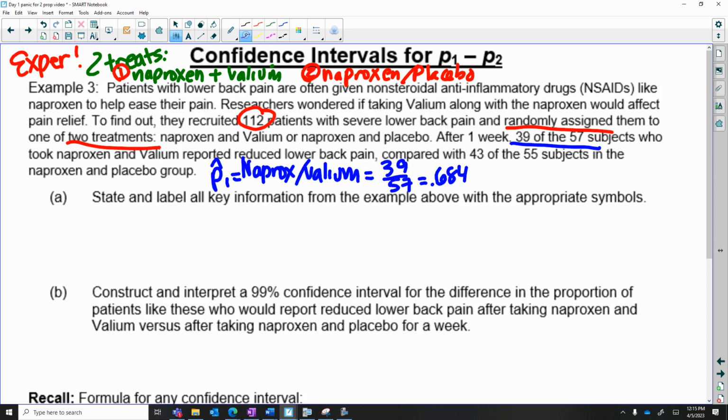Now we have p hat 2, which is 43 out of 55. That's going to be the naproxen and placebo group, who reported reduction of pain, 43 out of 55.